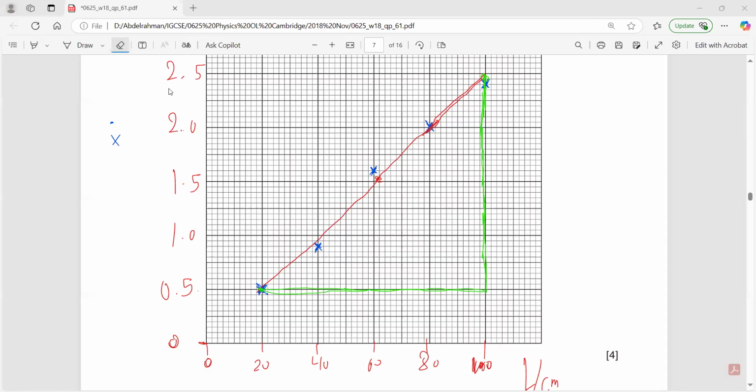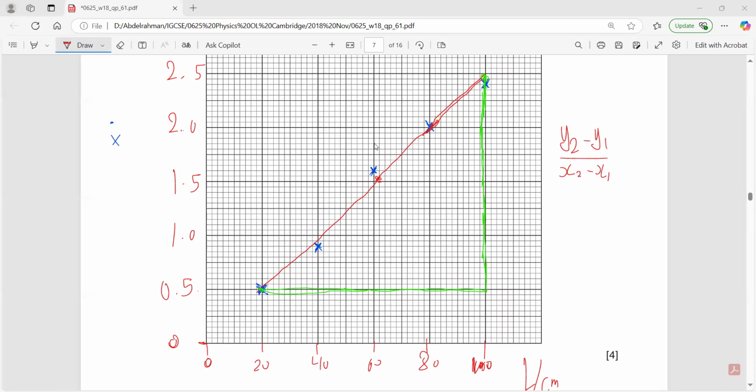You will draw the triangle, rise over run, and then you will calculate y2 minus y1 over x2 minus x1. Let me write it down: y2 minus y1 over x2 minus x1. But you cannot just write down y2 minus y1 over x2 minus x1. That would be wrong. You have to draw the triangle method on the graph. Can I take 20, 0.5, 80, and 2? Yes, you can take these 2 points.